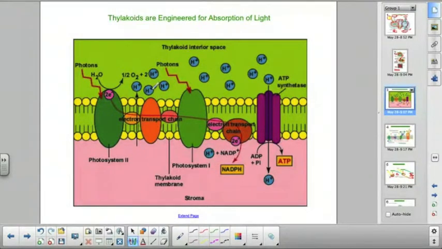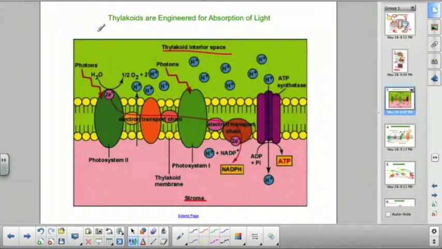Okay, so if I zoom in on the thylakoid membrane, then this is not really what it would look like, but this is a picture of what it would look like. We've got the thylakoid. This would be the inside of the thylakoid, and this would be the outside, also known as the stroma. Okay, so the inside, the outside.